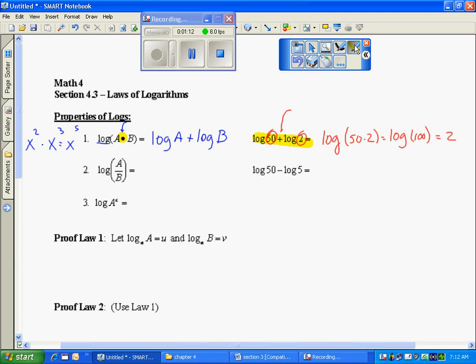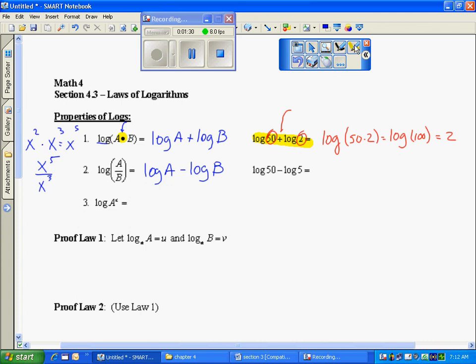So the log of a divided by b. Well, again, when you have division, what do you end up doing with the powers? You end up subtracting them. Log of a minus log of b. Again, we're in base 10, so we're using our common log.